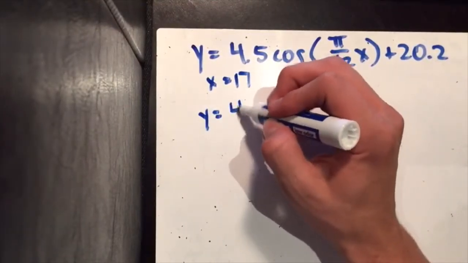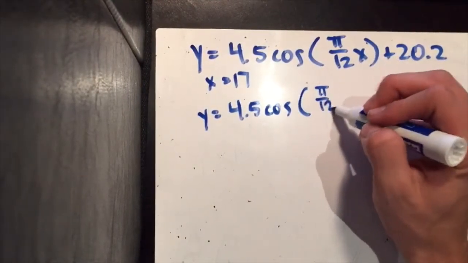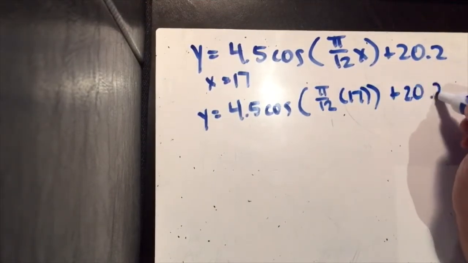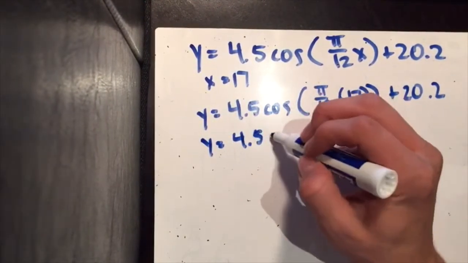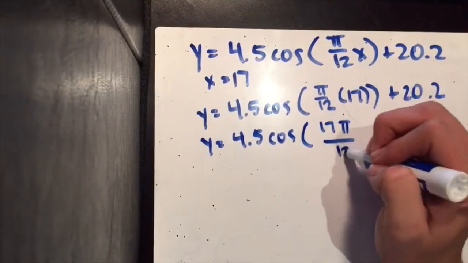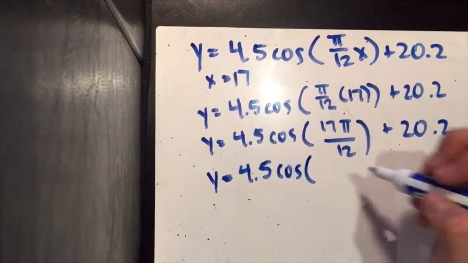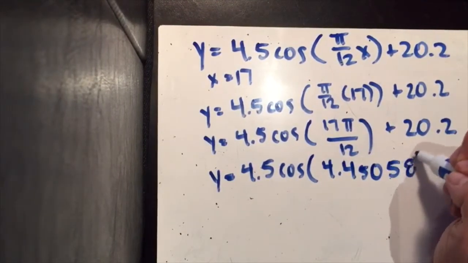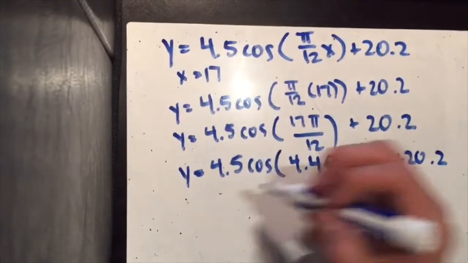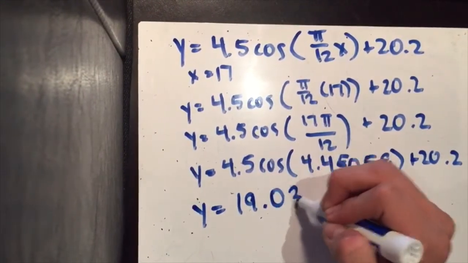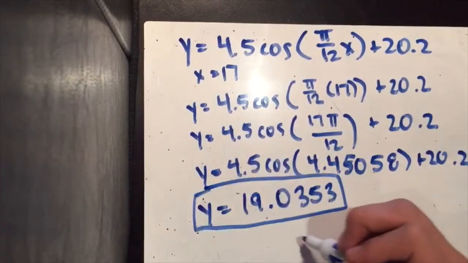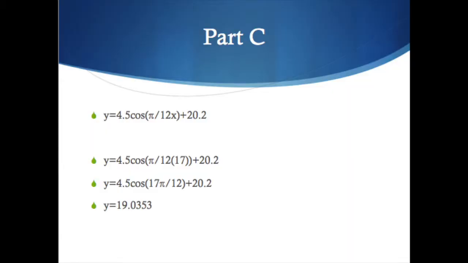Next, I will input 17 into my original equation. y is equal to 4.5 cos(pi over 12 times 17) plus 20.2. y equals 4.5 cos(17 pi over 12) plus 20.2. y equals 4.5 cos times 4.45058 plus 20.2. y is equal to 19.0353. With these solutions, I will now use the equation y2 minus y1 over x2 minus x1 in order to estimate my instantaneous rate of change.